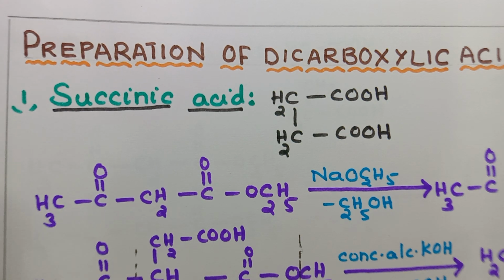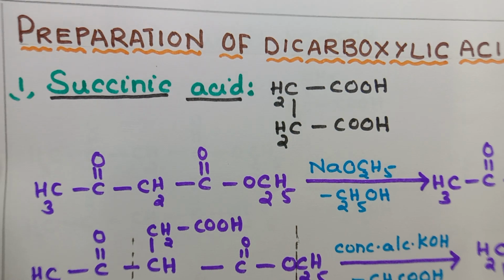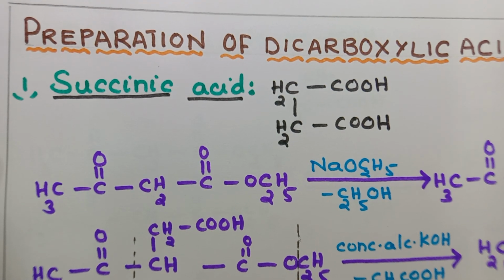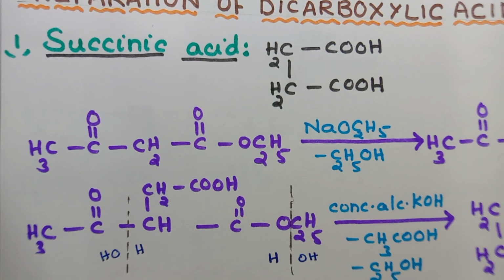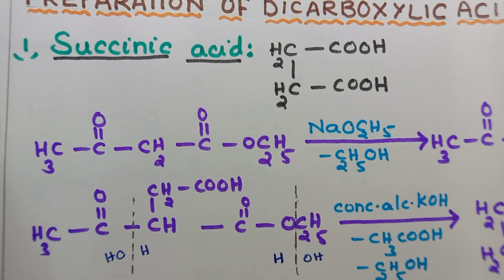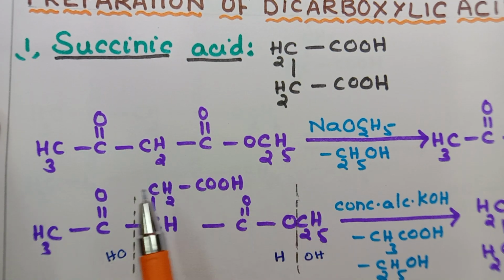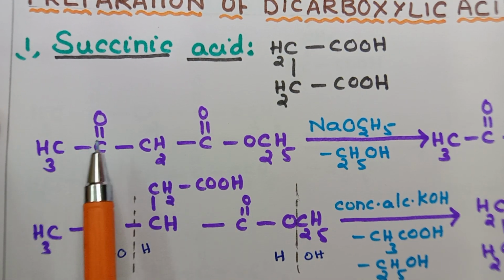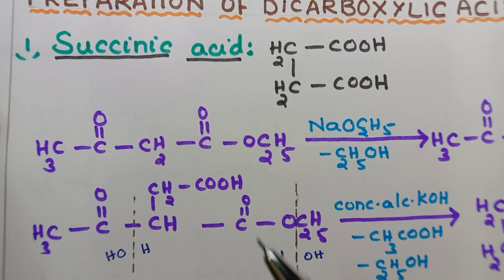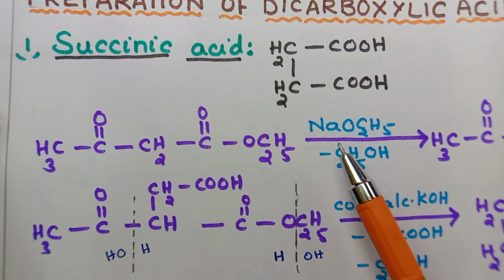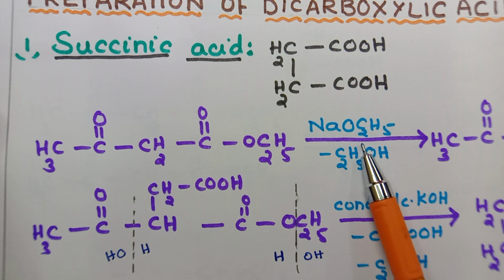Now the starting compound is acetoacetic ester. By this time you must know its formula. What is it, students? CH3, C double bond O, CH2, C double bond O, OC2H5. This is the active methylene group, as it is present between two highly electronegative groups. Now we treat this acetoacetic ester with NaOC2H5. What is NaOC2H5? Sodium ethoxide.